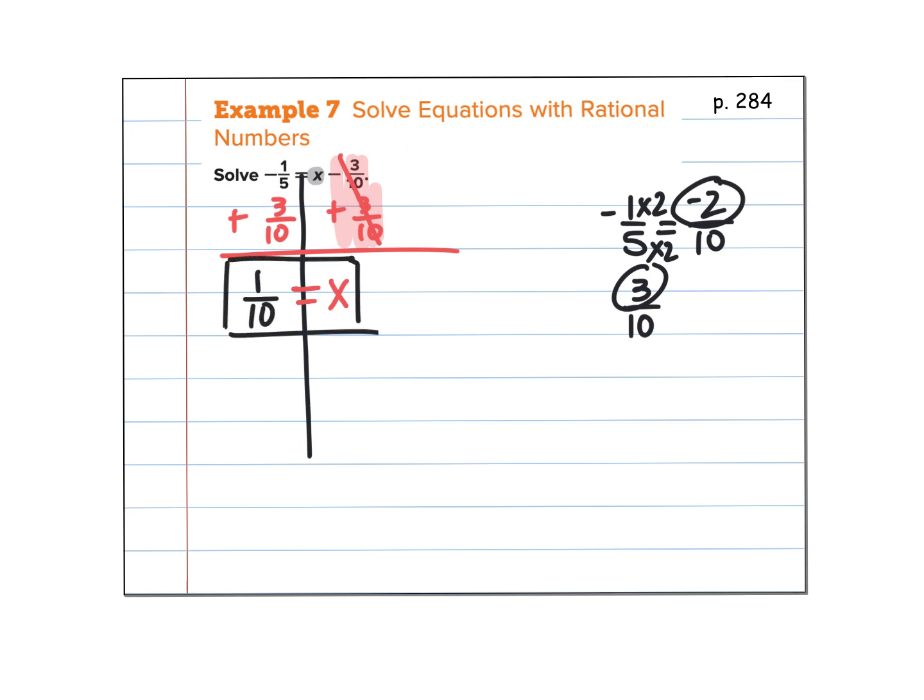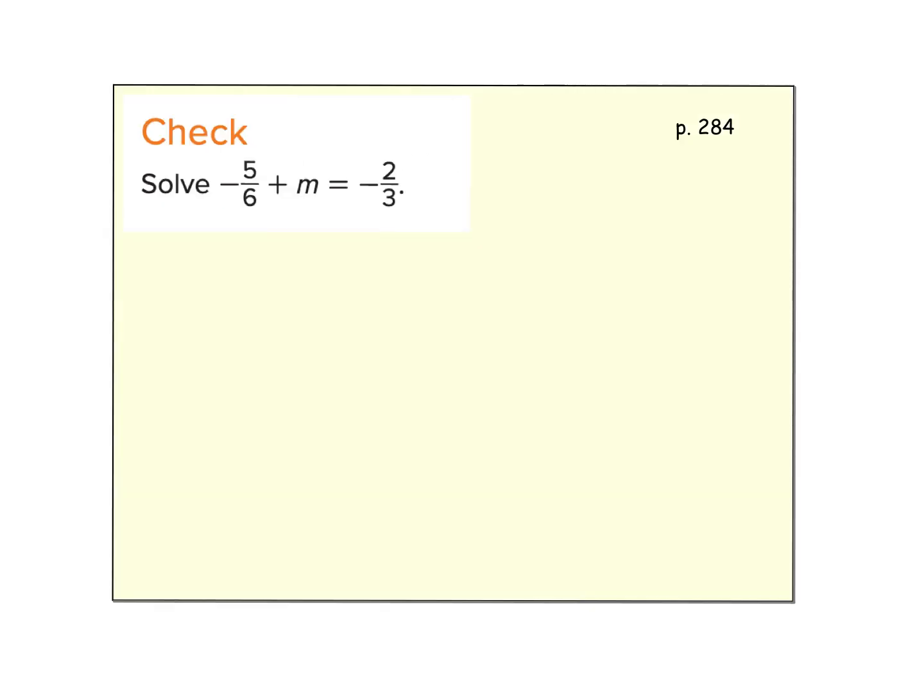Now, we're not going to check this one just for time's sake, but we'll do some checks on these tomorrow. All right, here is our last one. So I'm going to draw my line down again on the check. Why don't you guys pause this one and try it? So you want to get the m by itself.